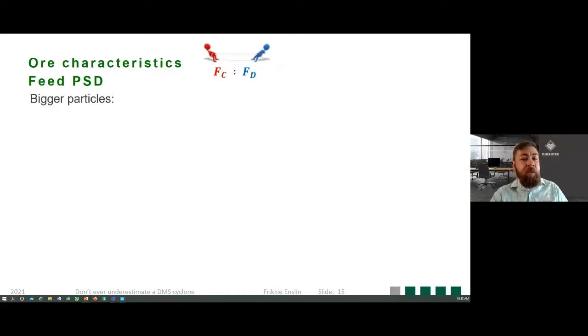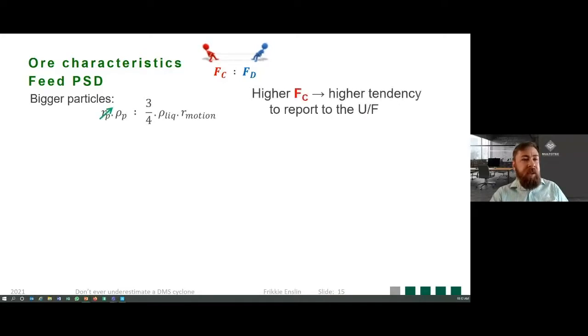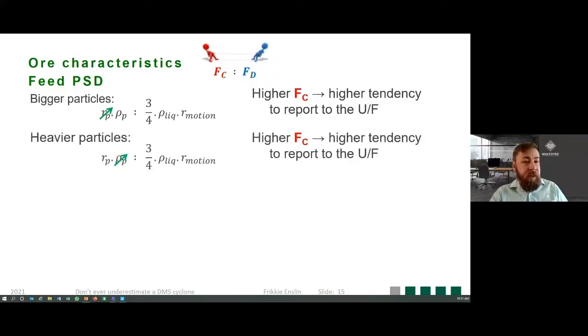So let's say we have bigger particles. There's that formula we calculated. If we look at bigger particles, it means the radius of the particle will increase. So now you have a higher centrifugal force, and a higher tendency for your bigger particles to report to your underflow. If we look at heavier particles, that means the density of your particle increases. Once again, your centrifugal force increases, and therefore there's a higher tendency to report to the underflow again.